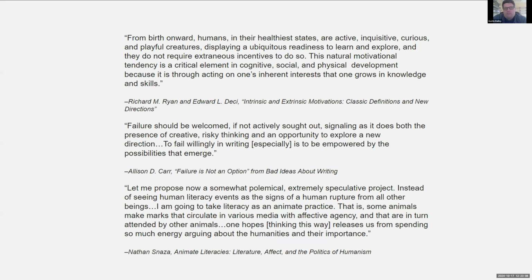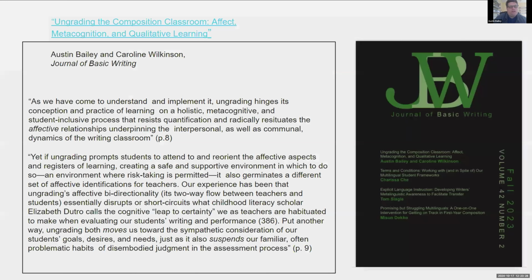and their importance." And so Snaza is thinking about how we in the humanities, but I think this could be applicable to other disciplines, are so anxious about shoring up the relevance for the humanities. And what happens if we start to think about the humanities in an undisciplined and kind of post-humanist context?